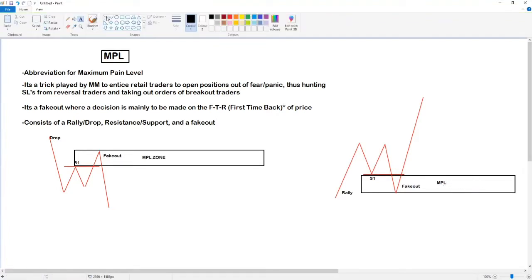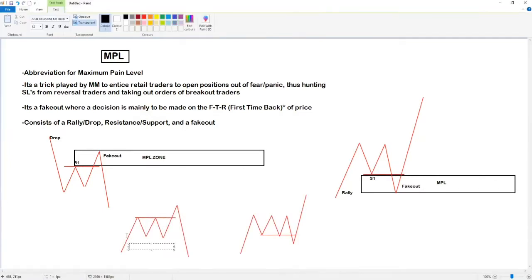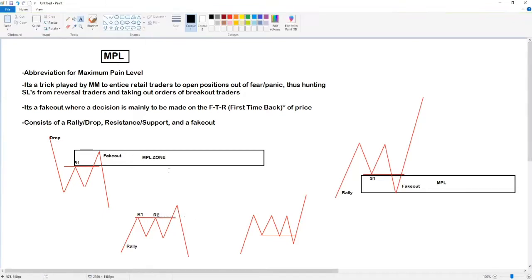Now, another type of MPL, this one over here, right? So you could have a rally, right? And then the market forming resistance. So we call this resistance 1, and then resistance 2, right? And then you have a fake out and then a drop.